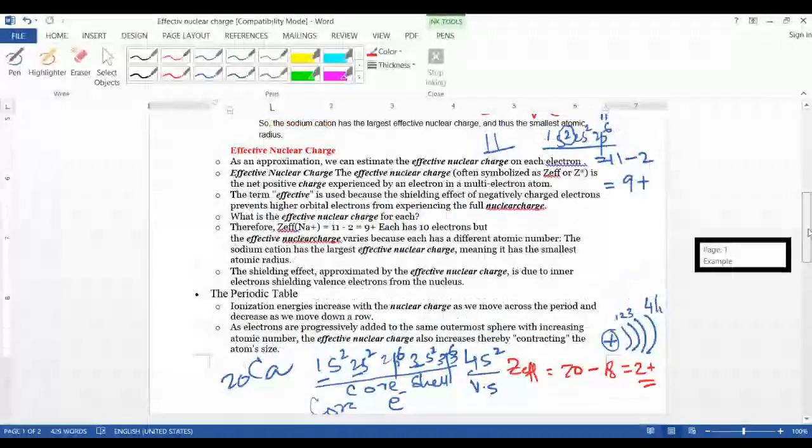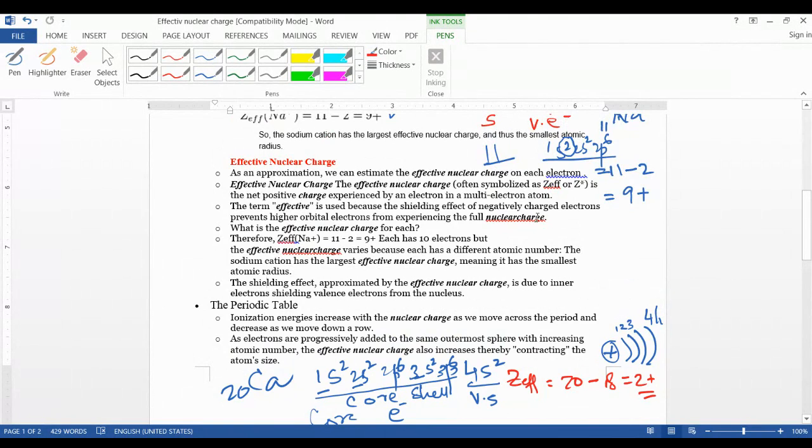And what is written here: effective nuclear charge on each of the electrons. What is effective nuclear charge? The effective nuclear charge, often symbolized Z effective or Z, is the net positive charge experienced by an electron in a multi-electron system. The term effective is used because the shielding effect of negatively charged electrons prevents higher orbital electrons from experiencing the full nuclear charge.